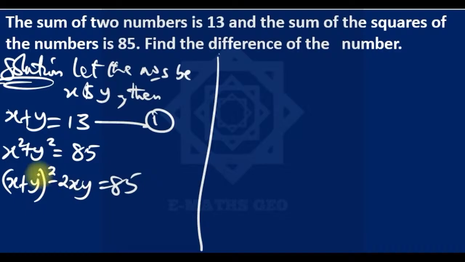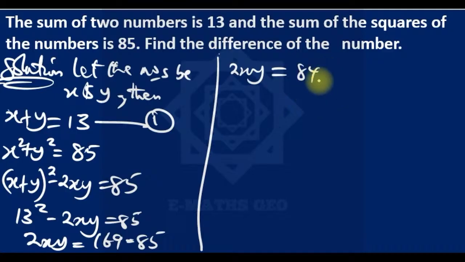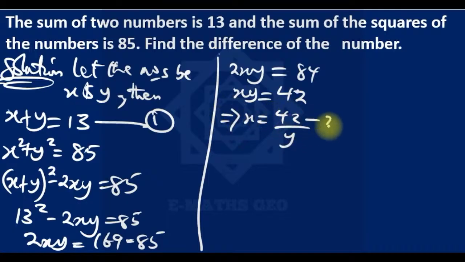And we are given that x plus y is 13, so I have 13 squared minus 2xy equals 85. So this goes over to here to be 2xy, and 13 squared is 169 minus 85. So we have 2xy equals 84, so we have xy equal to 42, which implies that x is 42 over y. So call it equation 2.